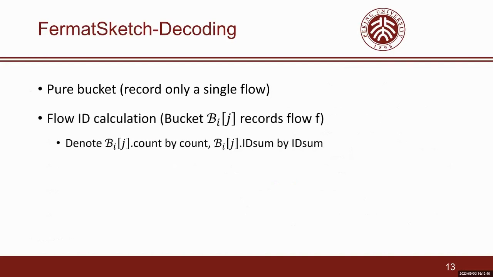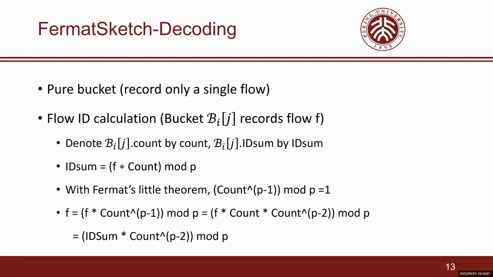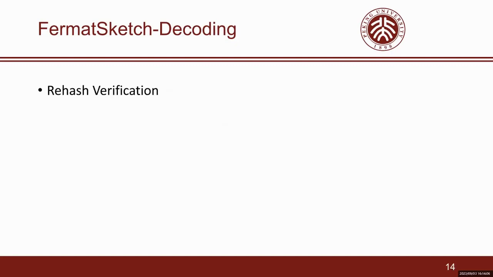Suppose a bucket B_ij is a pure bucket recording flow F. We can easily obtain its flow ID. Denote the count field and ID sum field of bucket B_ij by count and ID sum respectively. It should satisfy that ID sum equals F multiplied by count modulo P. With Fermat's Little theorem, we have count to the p-1 power modulo P equals 1. Then we have that F equals ID sum multiplied by count to the p-2 power modulo P. With the calculated flow ID, we can then execute rehash verification to check whether the bucket B_ij is a real pure bucket.